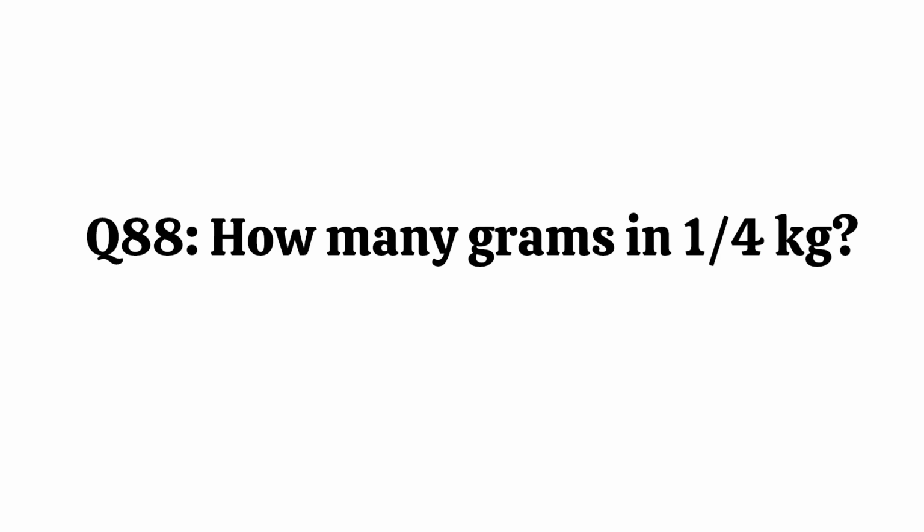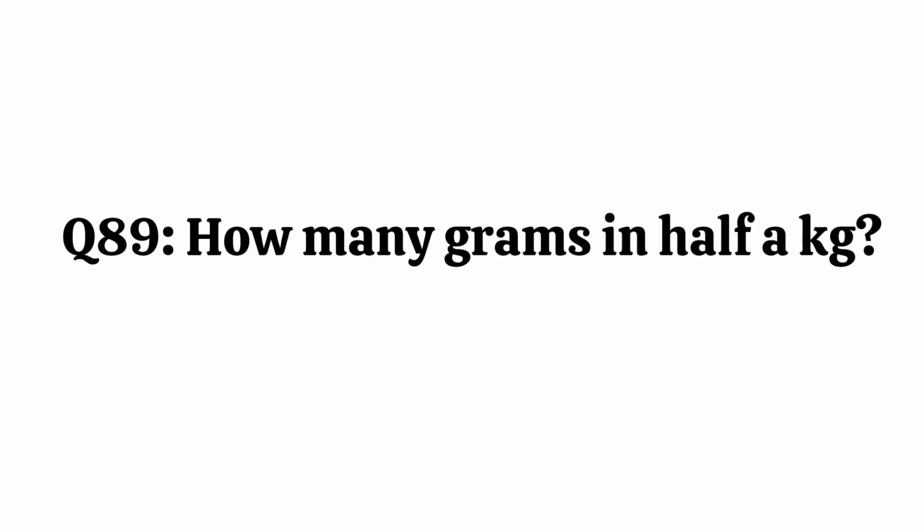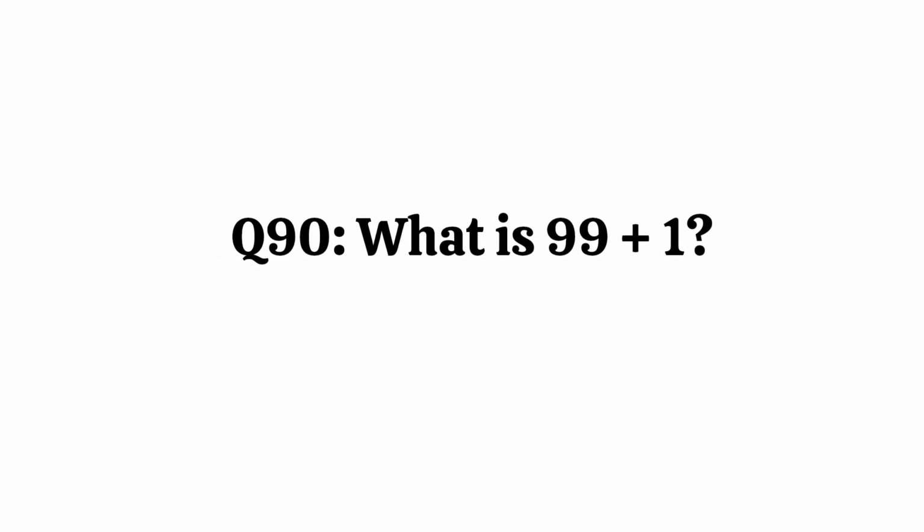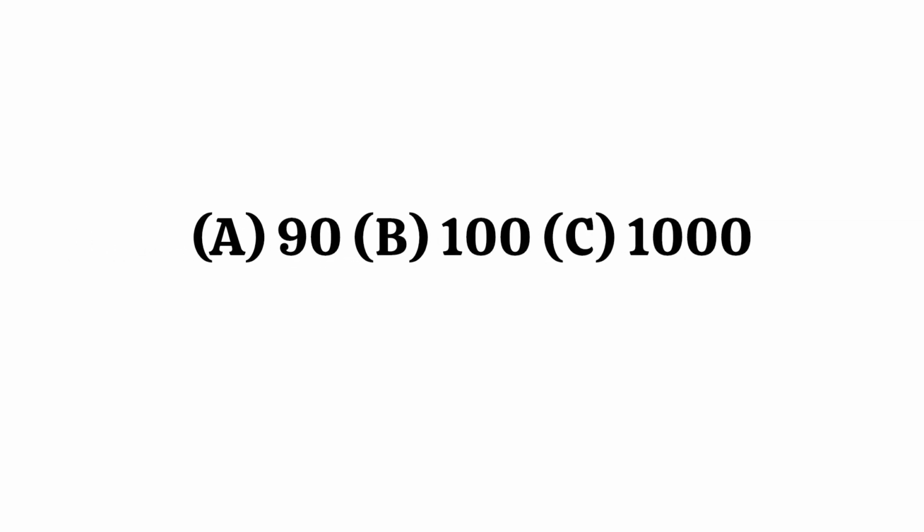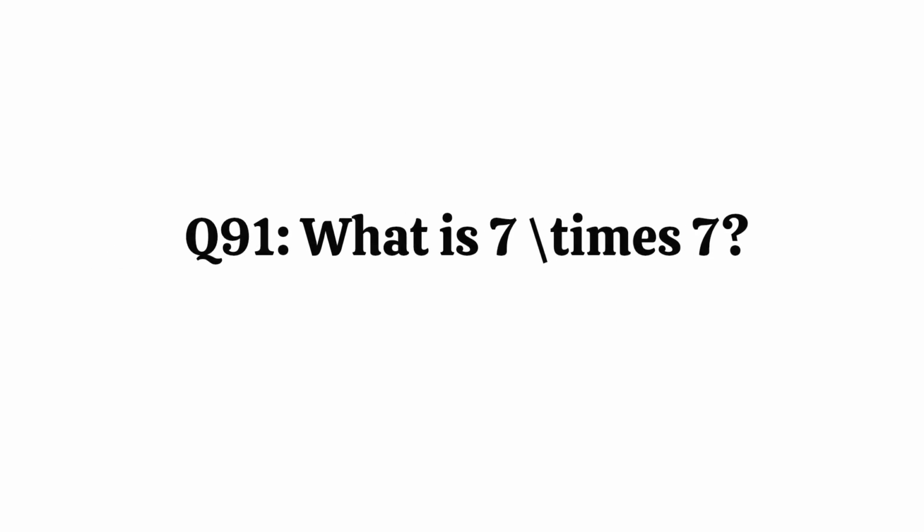Q88. How many grams in a quarter of a kilogram? A. 200. B. 250. C. 500. Answer. B. 250. Q89. How many grams in half a kg? A. 250. B. 500. C. 750. Answer. B. 500. Q90. What is 99 plus 1? A. 90. B. 100. C. 1000. Answer. B. 100.